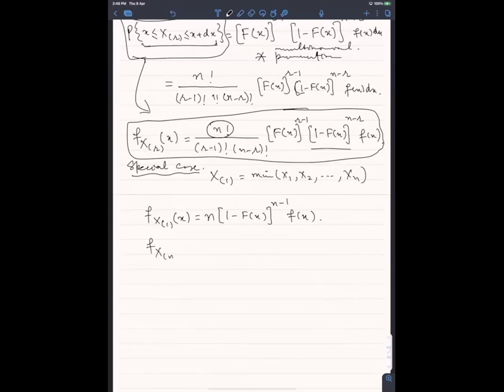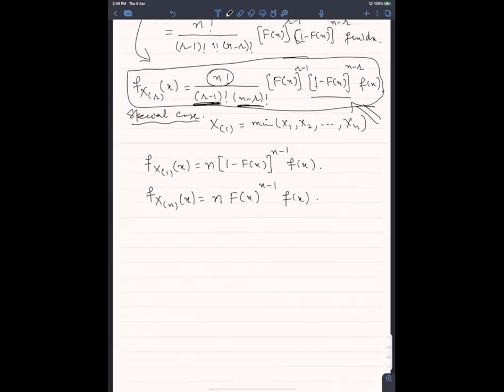f xn of x would be equal to, again, now here put r as n in this expression. So put r is equal to n. Again you get n, because this would be n minus 1 here and then this would be n minus n. So now you will have fx power n minus 1 multiplied by fx. This came from the expression.